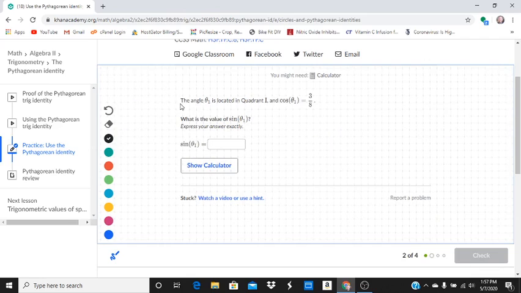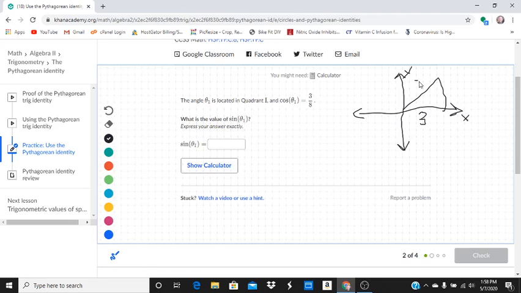Okay. So in this problem, we have the angle theta is located in quadrant 1, and cosine of theta is 3/8. So let's draw out our triangle in quadrant 1. So this is quadrant 1. So our cosine is 3 over 8.